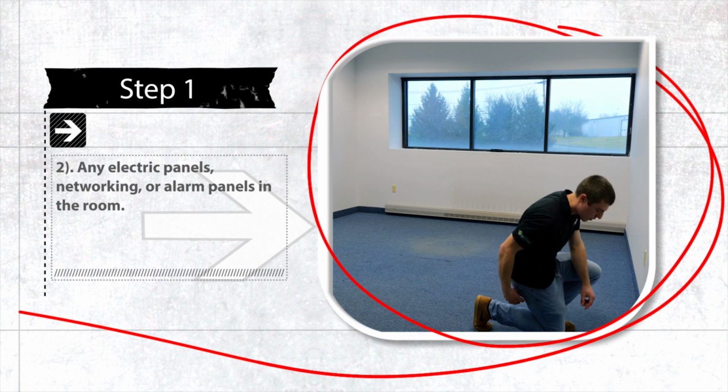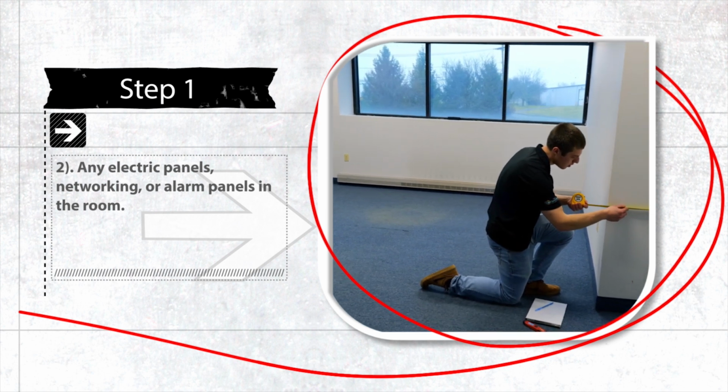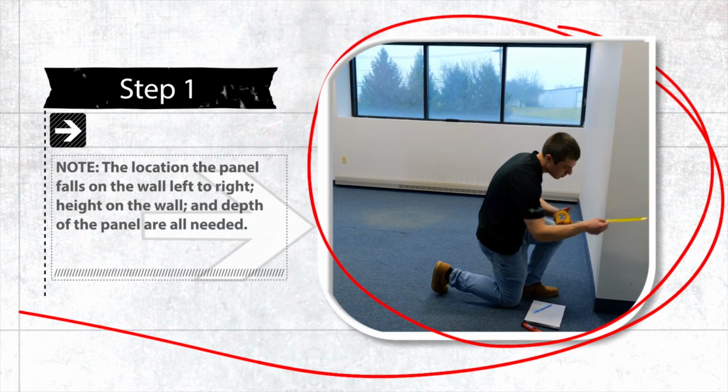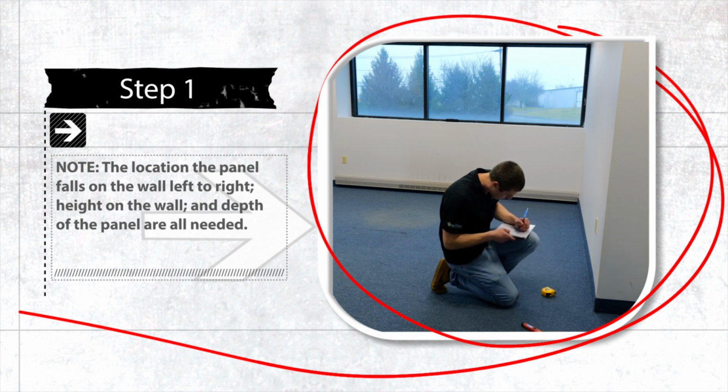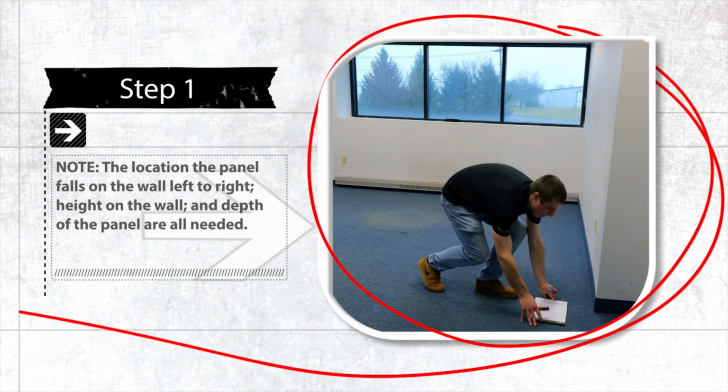Any electric panels, networking, or alarm panels in the room. The location the panel falls on the wall left to right, height on the wall, and depth of the panel are all needed.